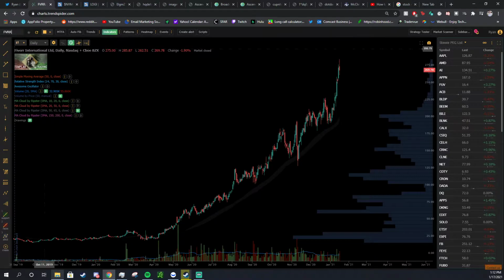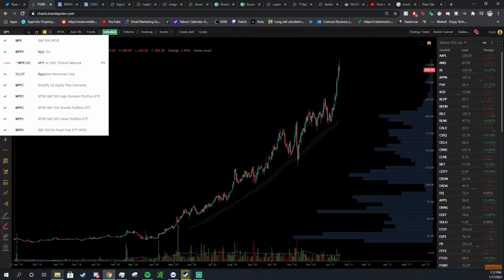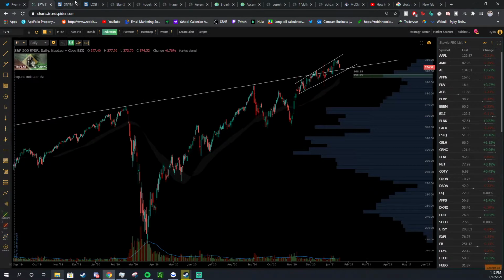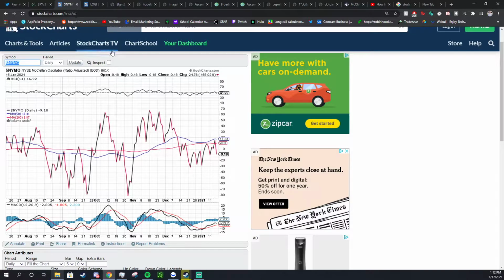So starting off, oh, you know what? I also want to talk about the McClellan oscillator real quick. This is something that's new to me, but I also find it extremely interesting. And it's something that I think we should all kind of start to monitor to determine whether the market is oversold or overbought. So you can see here, this is the daily chart for NYMO, and that's the McClellan oscillator. Basically, like I said, it determines overbought and oversold.